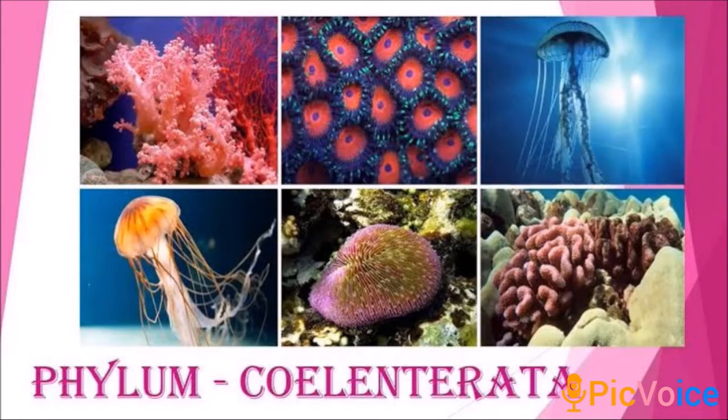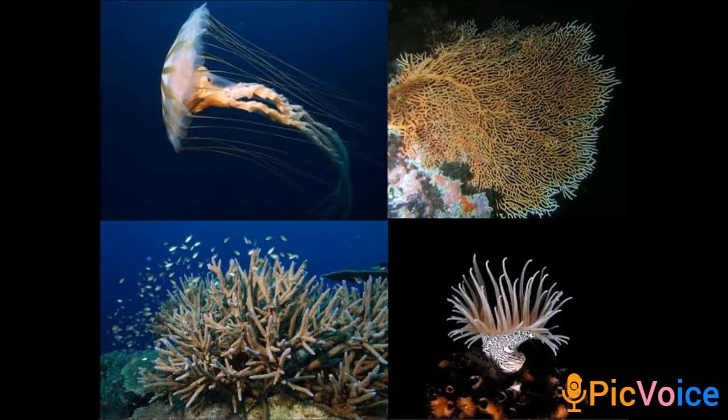Next is phylum Coelenterata or Cnidaria. These organisms are aquatic, that is, they survive only in water, usually marine water. Some of them also survive in fresh water, but mostly they are marine. They are sessile or free swimming, and they are radially symmetrical, that is, from the central axis, when they are divided along any axis, they can be divided into equal halves.